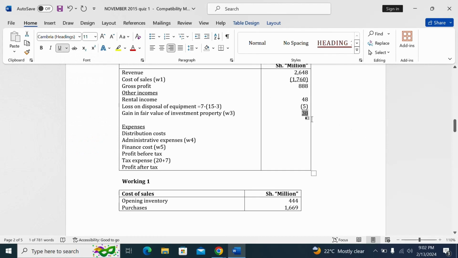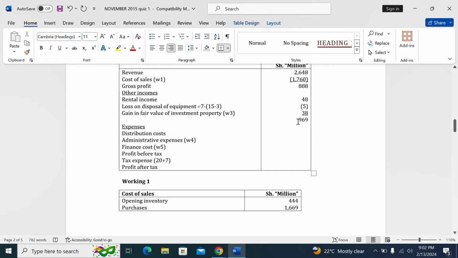We get the total gross income. How much are we going to get? 888 plus 48 minus 5 plus that 8. I'm getting 969.